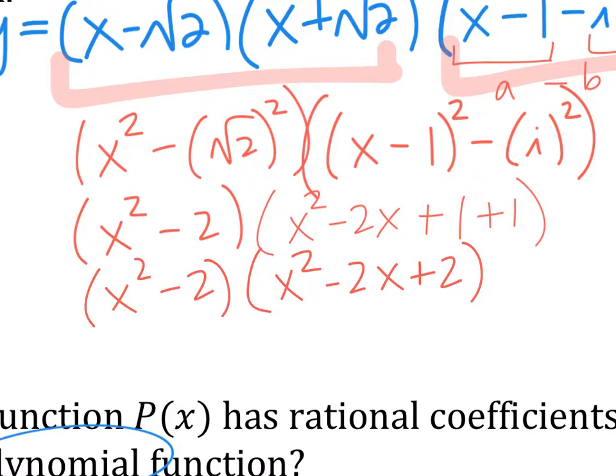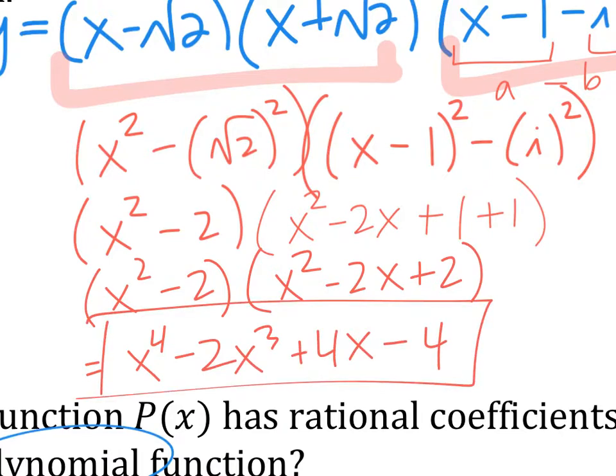Okay, now you have to FOIL. So there's no way around that last step, which is you do have to FOIL. At least one less thing to FOIL, I guess. Go ahead and FOIL and let me know when you have the answer. The answer is x to the 4th minus 2x cubed plus 4x minus 4. All right? Okay, let's try another one.